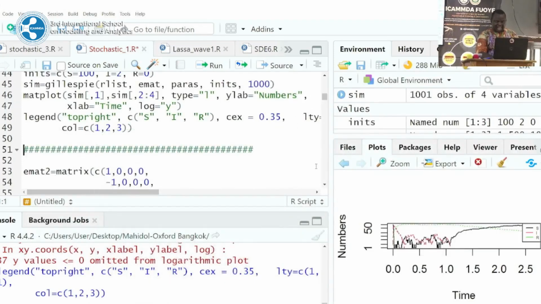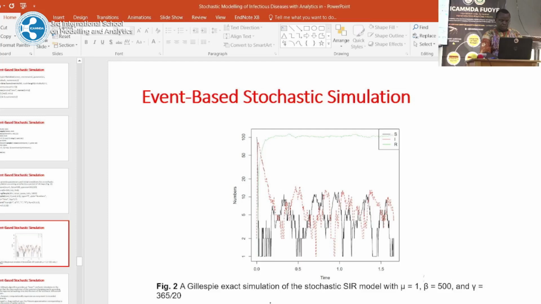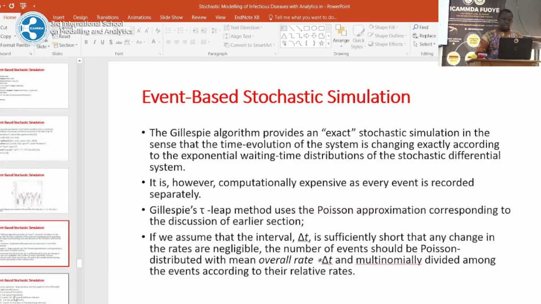for the SIR, let me go back to the slide. Now, the Gillespie algorithm provides an exact stochastic simulation in the sense that the time evolution of the system changes exactly according to the exponential waiting time distribution of the stochastic differential equation. It is, however, computationally intensive.